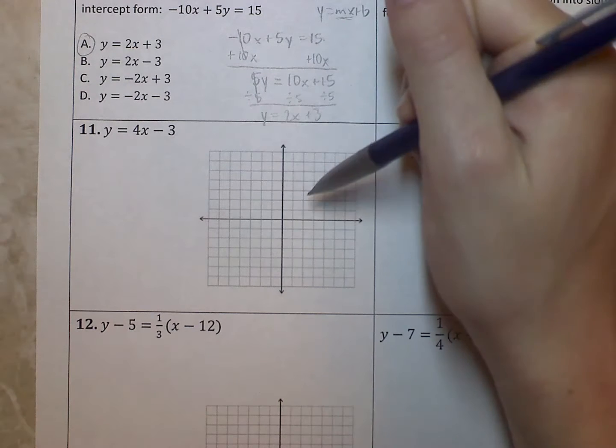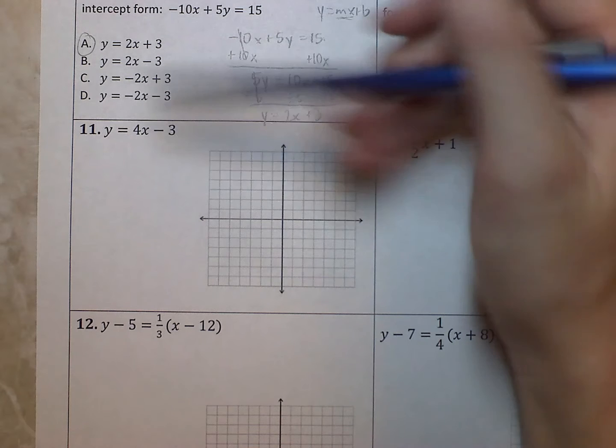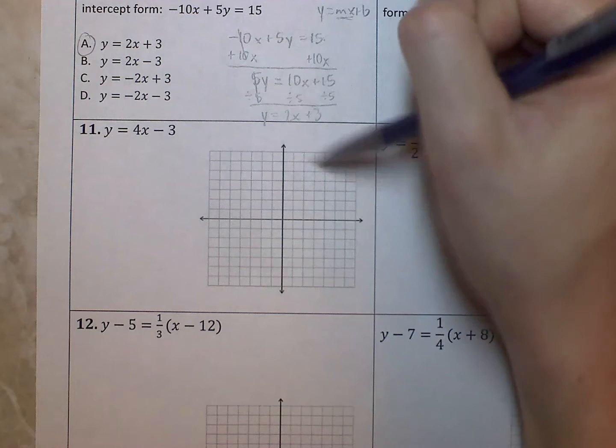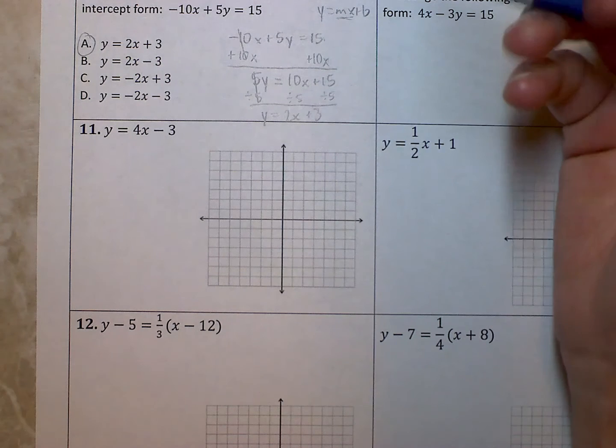Here's number 11 on the test. And actually, most people got number 11 correct on the test, but it's just basic graphing in slope-intercept form. And I want to just review that real quick first because the next problems really take it to the next level.